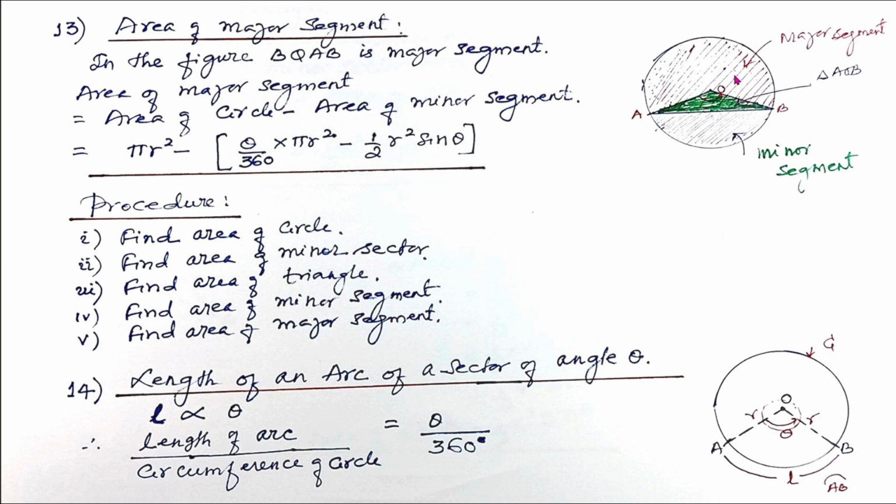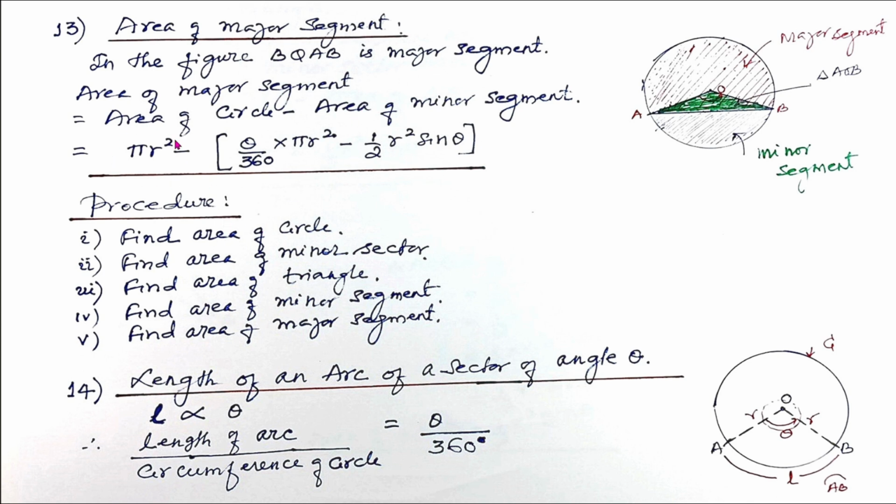We will get the area of the major segment. Therefore, area of major segment is equal to area of circle minus area of minor segment. Therefore, pi r square minus theta by 360 into pi r square minus half r square sine theta. This is the area of the minor segment. We will get the area of the major segment. So remember that. Now the procedure is simple.